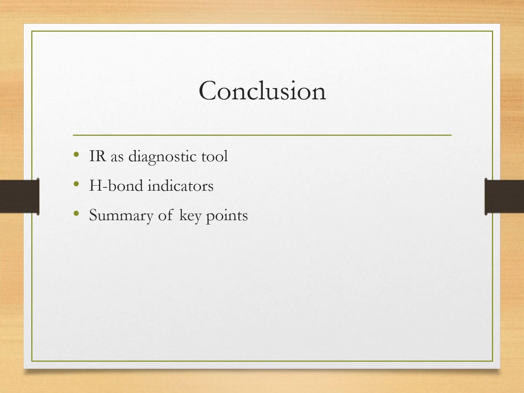To conclude, hydrogen bonding plays a critical role in shaping IR spectra. Broad OH and NH peaks, frequency shifts and changes in intensity are key indicators of hydrogen bonding. IR spectroscopy allows us to distinguish between free and bonded functional groups and to understand molecular interactions on a deeper level.